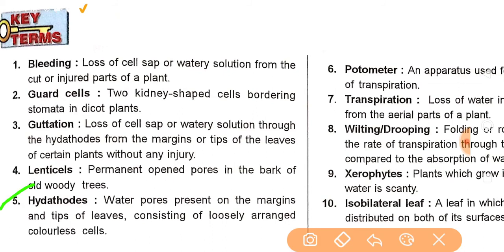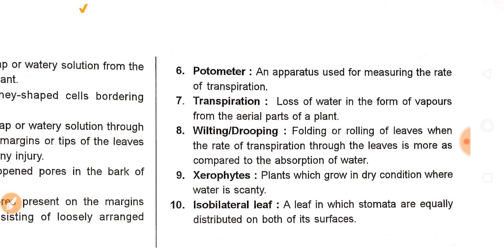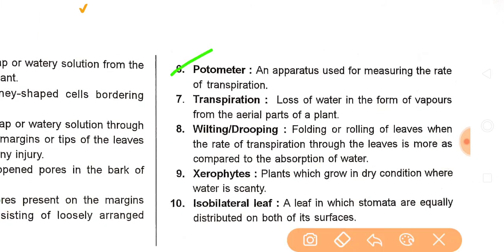Hydathodes: water pores present on the margins and tips of leaves, consisting of loosely arranged colorless cells. Potometer: an apparatus used for measuring the rate of transpiration. Transpiration: loss of water in the form of vapors from the aerial parts of a plant. Wilting or drooping: folding or rolling of leaves when the rate of transpiration through the leaves is more as compared to the absorption of water. Xerophytes: plants which grow in dry conditions where water is scanty.